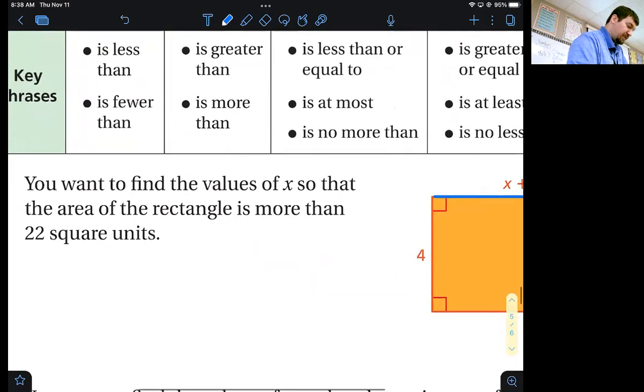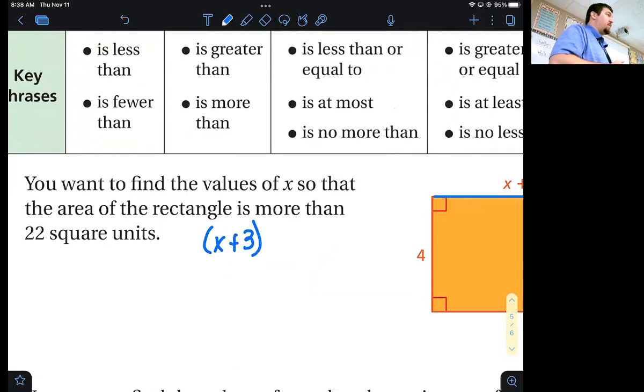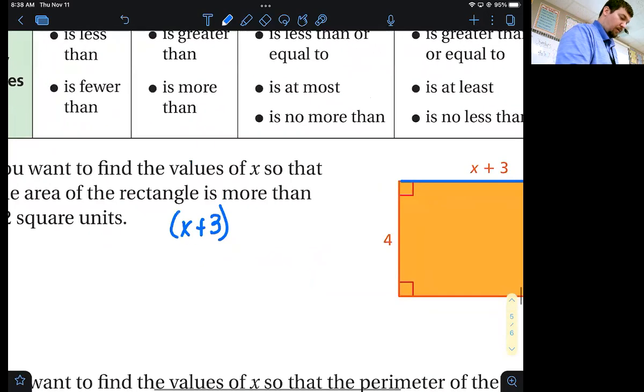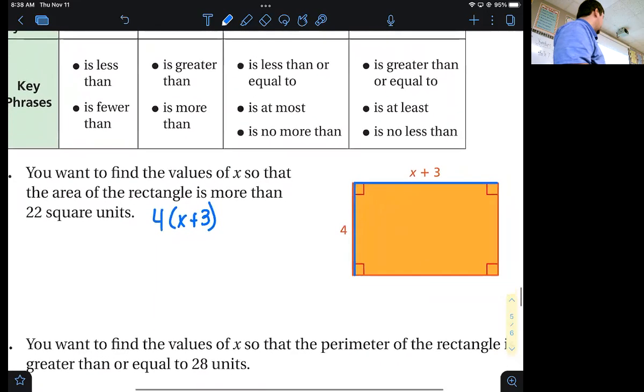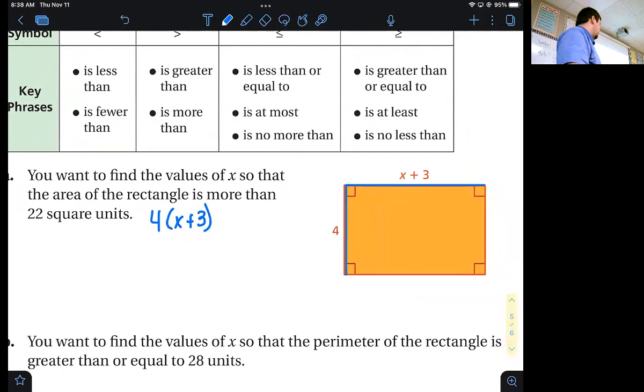Go ahead and write that in parentheses, x plus 3. And the reason we're going to write that in parentheses is that's going to get multiplied by the width, which is 4. So I'm going to put the 4 right in front of that. That expression represents the area of this rectangle. Length times width. I would like that to be more than 22.